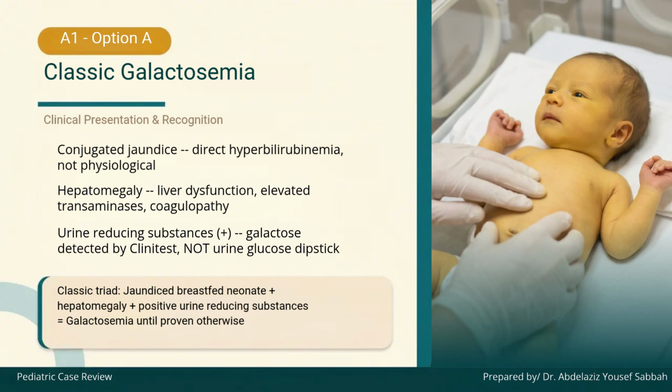CliniTest detects any reducing sugar, including galactose, while the dipstick is specific for glucose only. A positive CliniTest with a negative dipstick means the reducing substance is not glucose, and in the jaundiced neonate, that points strongly to galactose. Add conjugated jaundice with direct hyperbilirubinemia, hepatomegaly, elevated transaminases, and coagulopathy. The classic triad is a jaundiced breastfed neonate, hepatomegaly, and positive urine-reducing substances, which is galactosemia until proven otherwise.